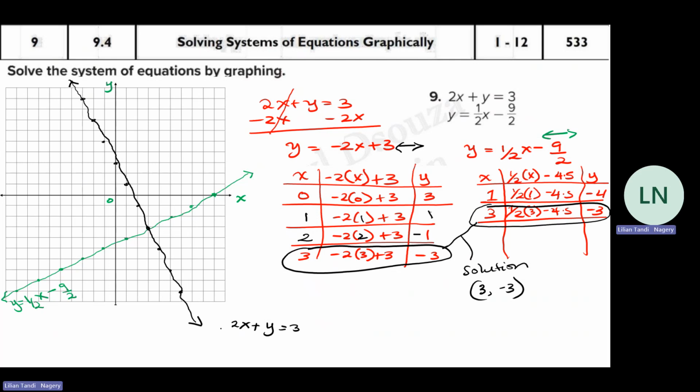And you label your graph. Now here is your solution. So you write solution, and it is 3, negative 3, just like that.